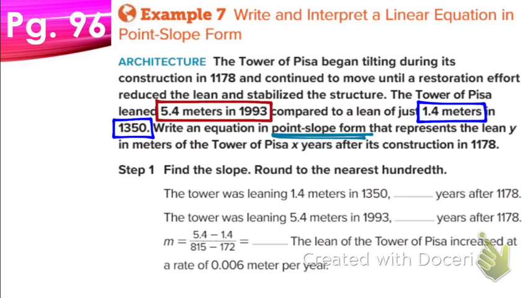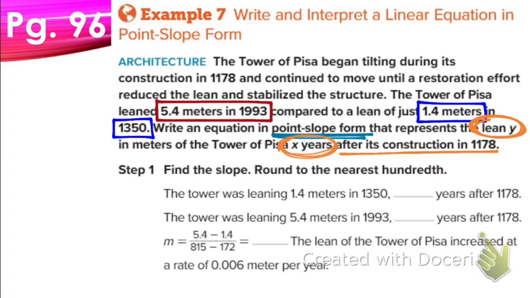Which variable are we using for y? Or sorry, what are we measuring with y? Meters. What's being measured in meters about this tower? How tall it is? Wait, no. What's being measured in meters? The lean. So it's supposed to be straight up and down, but it has lean, so they're measuring this distance right here. So the lean is our y variable. So what is our x variable? Years. Just years? What's it say? Years after its construction in 1178.